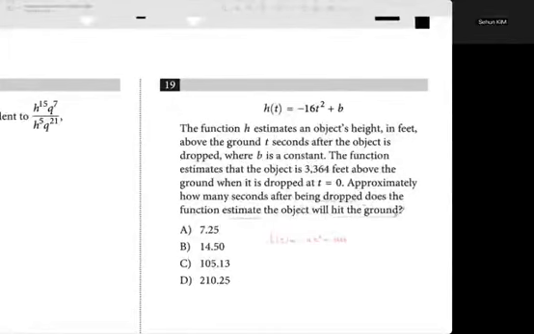The question says, approximately how many seconds after being dropped does the function estimate the object will hit the ground? Here's what we need to understand. What does it mean by hitting the ground? If you look carefully at the question again, h estimates the object's height above the ground. So when the ball hits the ground, the height will be 0. So we assume that h equals 0, and then we get the equation 0 equals negative 16t squared plus 3,364.